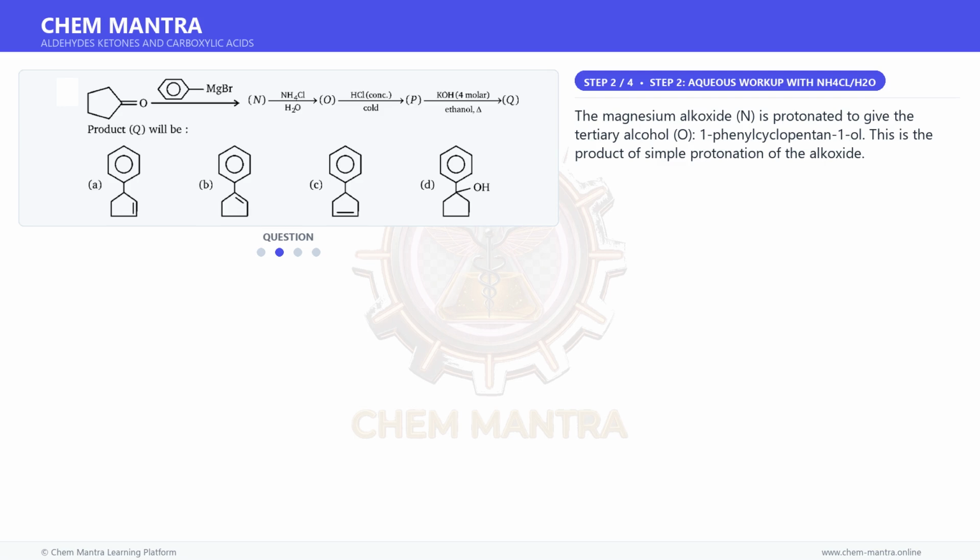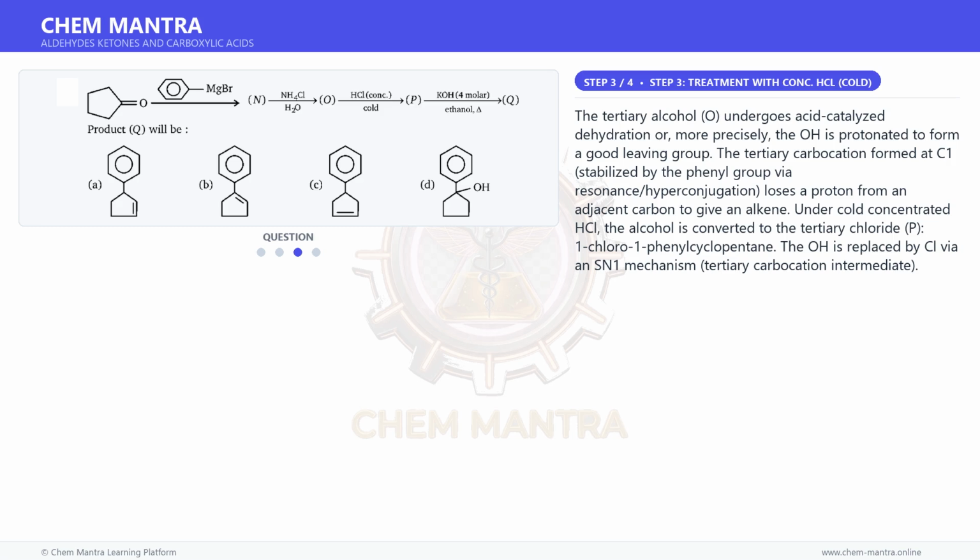The magnesium alkoxide, N, is protonated to give the tertiary alcohol, O, 1-phenylcyclopentan-1-ol. This is the product of simple protonation of the alkoxide. Moving on to the next step.